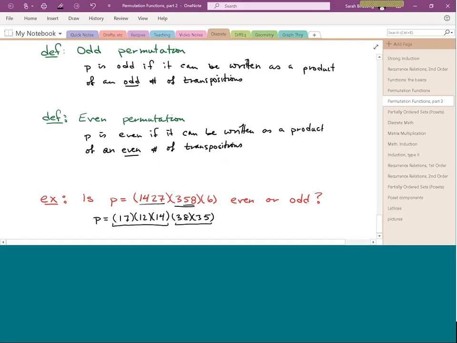So this one here, count up your number of transpositions or your number of 2 cycles. You'll get 1, 2, 3, 4, 5 of them. 5 is an odd number, so the answer here would be odd. And that's all you got to worry about doing. Okay? So that's it in terms of permutation functions.